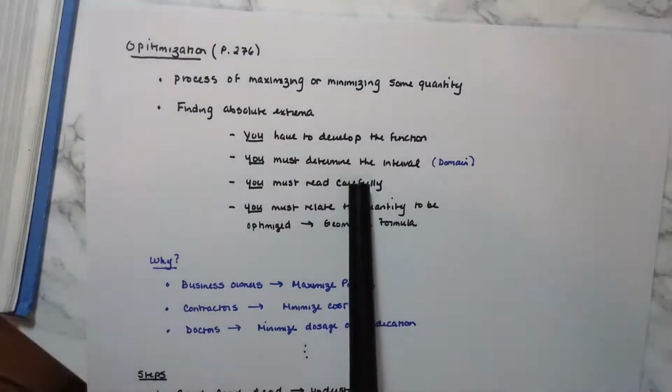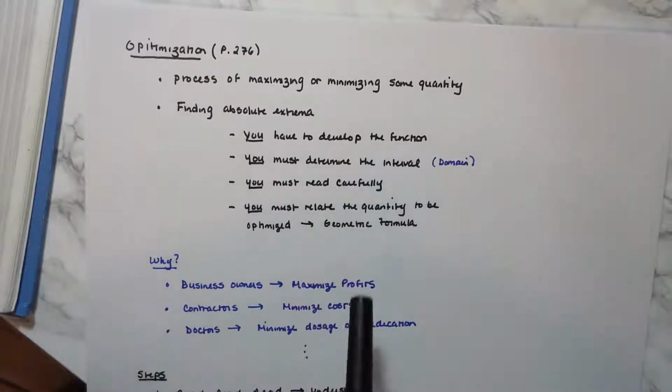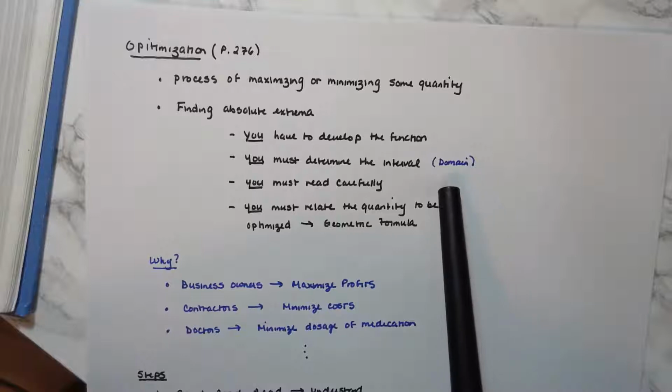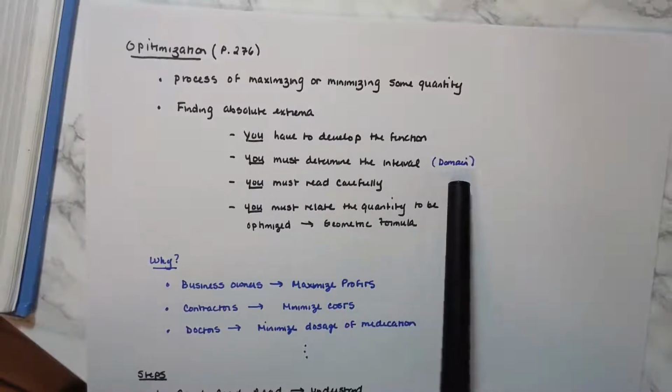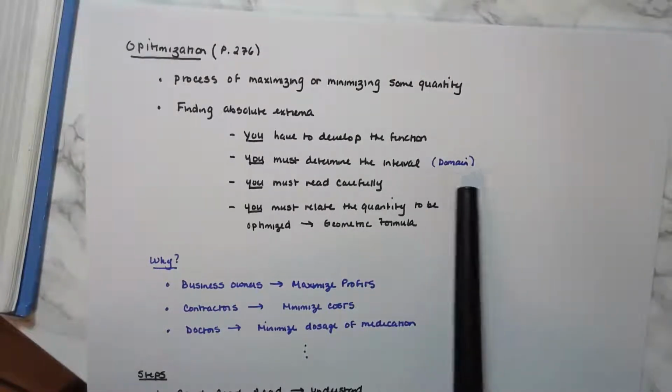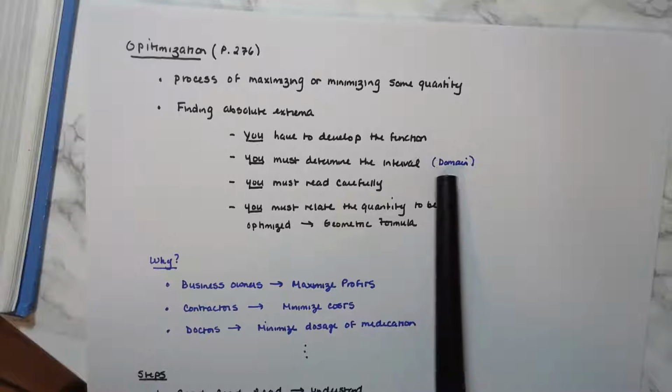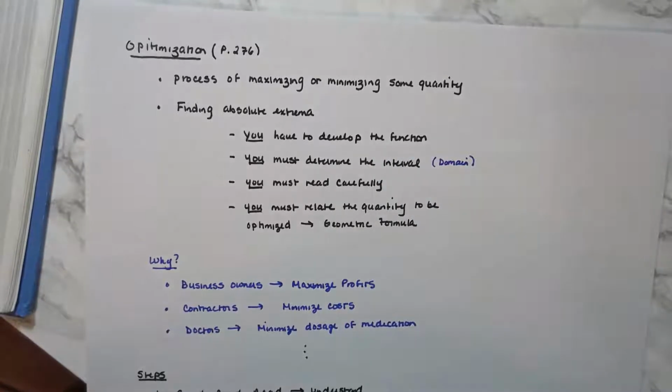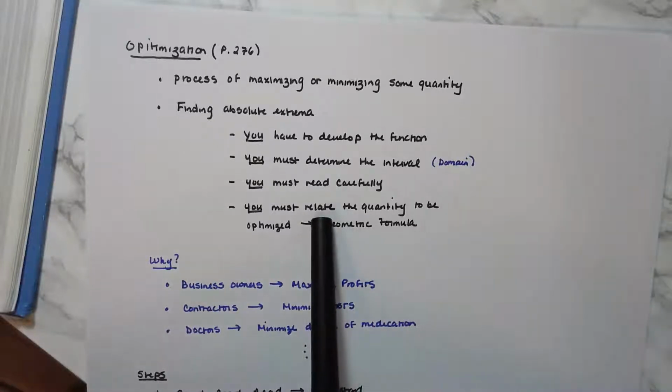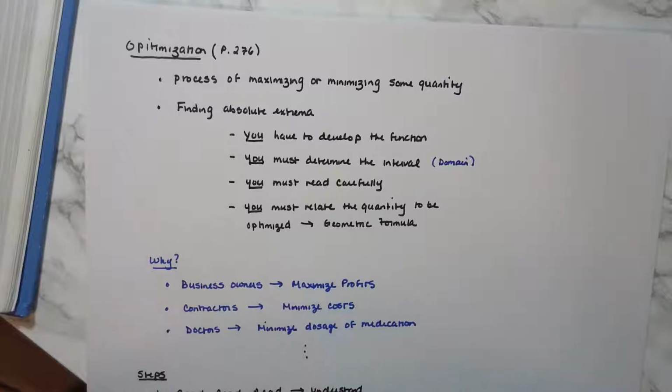The other thing you're going to have to do is determine the interval or the domain of this function that you develop. For some reason, domain is tricky for students, I don't know what it is, but this is probably a little more tricky than coming up with the function, just based on experience of many years. You must read very carefully. So you're going to have to read these problems, and then you're going to relate that quantity to be optimized to some, again, geometric formula.